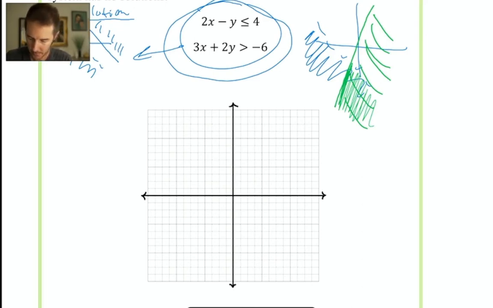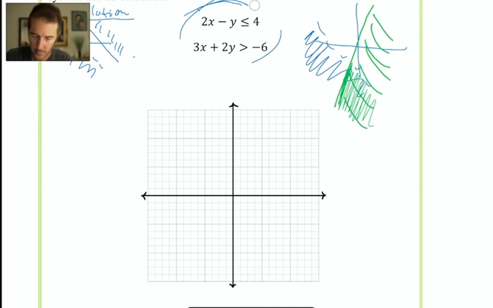Maybe I'll even, I wish I could change the size of my eraser. I can change the size of my pens. I can change the color of my pens. I can change the opacity of my pens. Can't change the diameter of the eraser.